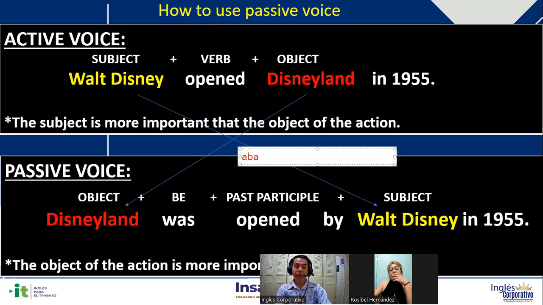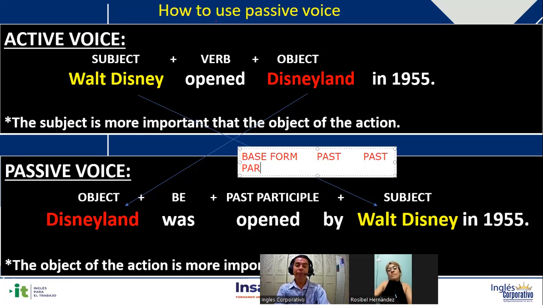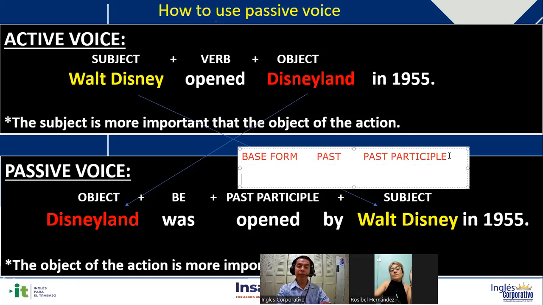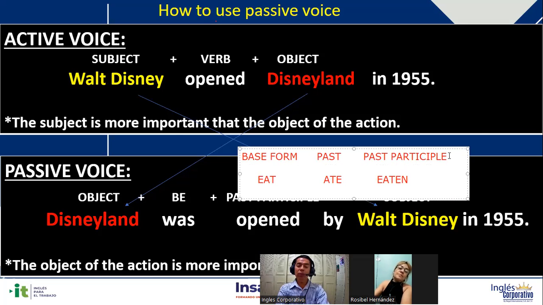La base del verbo, el pasado y el pasado participio. La base del verbo es eat, el pasado es ate, y el pasado participio es eaten. En un verbo regular, como work u open, el pasado solo lleva ed, y el pasado participio es igual al pasado simple. Solo se le agrega ed. Entonces, para que me entienda a qué me refiero con pasado participio: abrir, abrió, abierto. Sigamos, entonces.